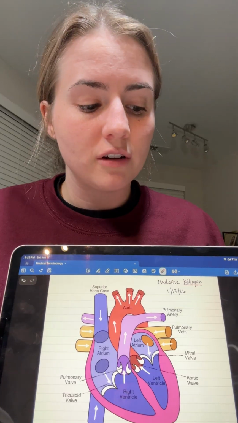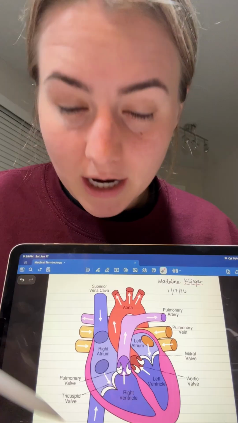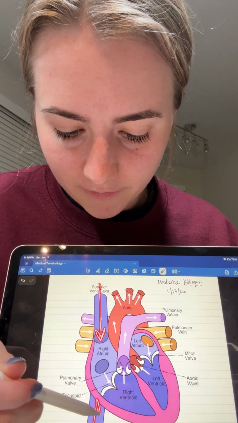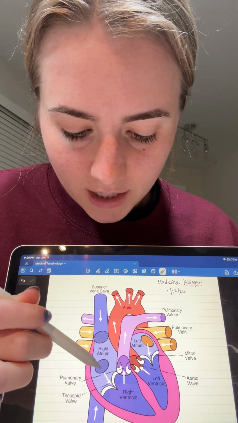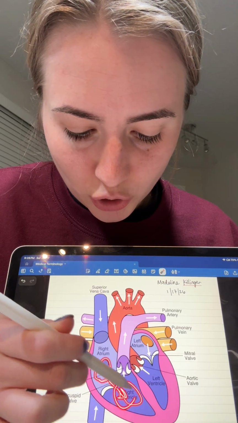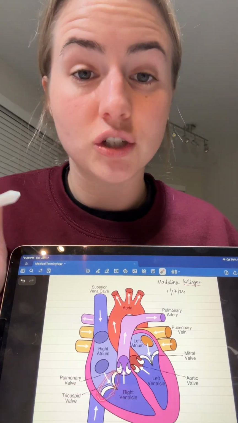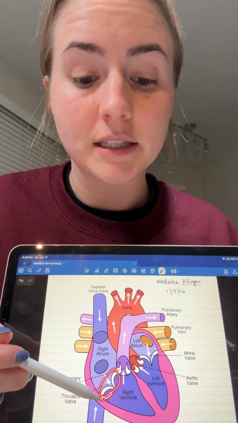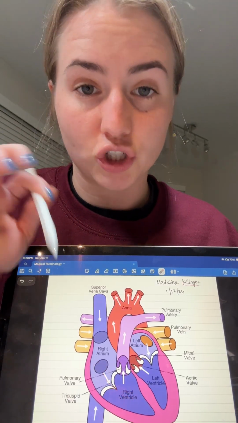So starting from deoxygenated blood, so blood without oxygen, it comes into the heart through the superior vena cava and the inferior vena cava into the right atrium. And then it goes from the right atrium into the right ventricle. And it passes through this right here, which is the tricuspid valve. And this is important because it prevents backflow from the ventricle into the atrium during contraction.